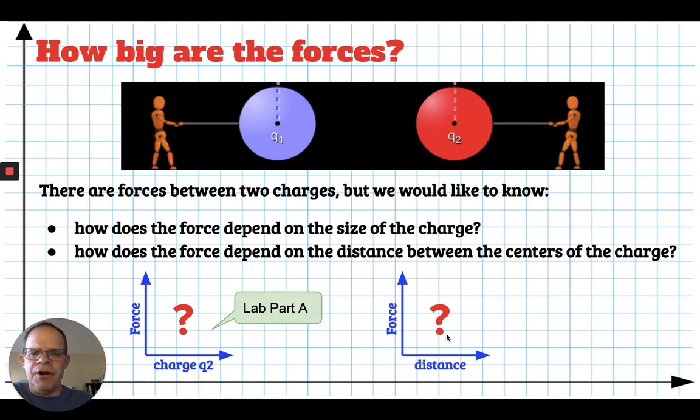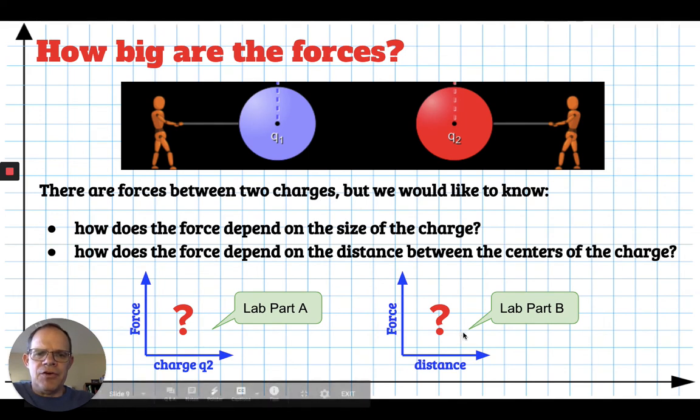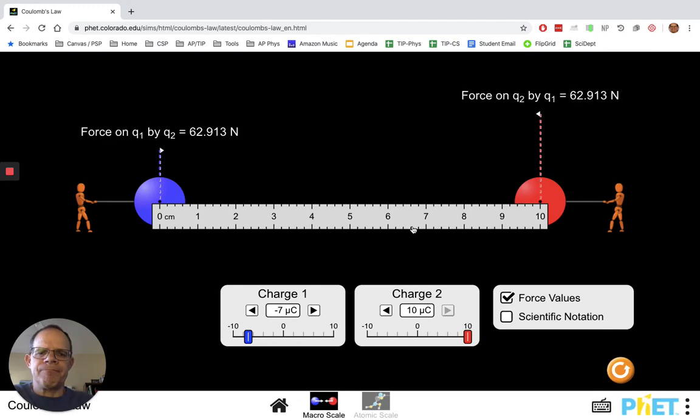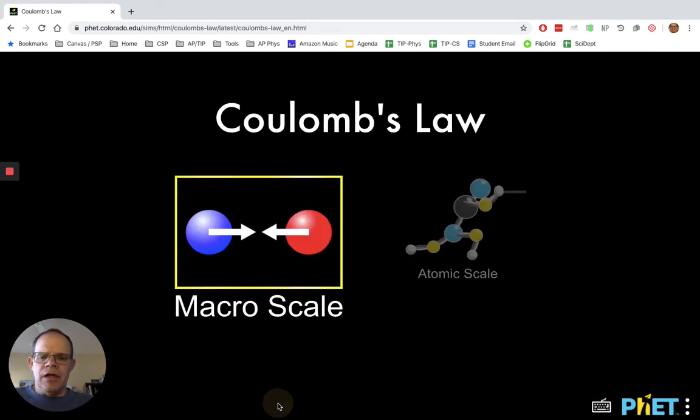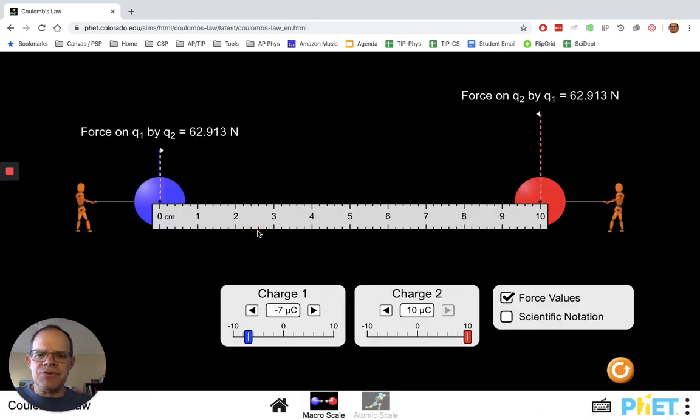Okay, so part A of the lab is going to be to ask, how does the force depend on the charge? Part B of the lab is going to be to ask, how does the force depend on the distance between them? So let me quickly show you just kind of how the lab goes. We're going to use a simulator. There's a link to it in your lesson, but when you first load the simulator, you're going to get a screen that looks like this. We're going to use the macro scale.